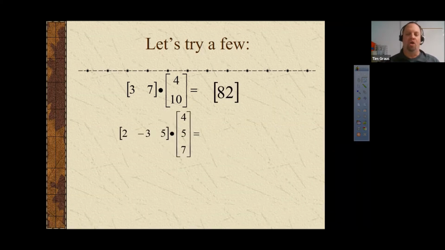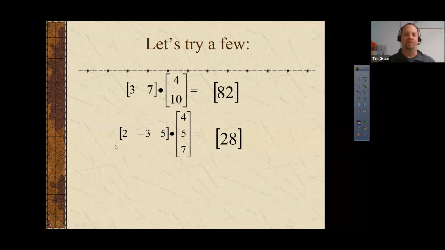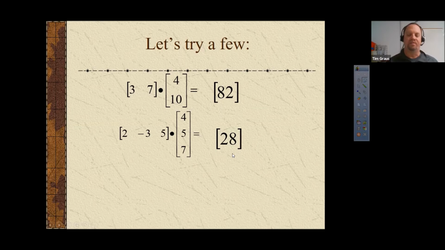Let's try a little bit longer row and a little bit longer column. Multiply 2 times 4, get 8. Negative 3 times 5, negative 15. 5 times 7 gets 35, but I don't have 3 separate answers. I want to add all those up. 8 minus 15 plus 35 adds up to 28. So this single row times single column gives us a single answer.